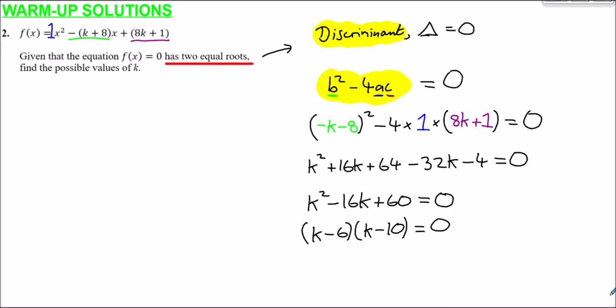And therefore, the values of k that make each bracket equal to 0 would be, first of all, k equals 6 for the first bracket, or for the second bracket, k equals 10. So either k equals 6 or k equals 10. Those are the two possible values of k which we needed to find, which we have now found. Therefore, we've done question 2.